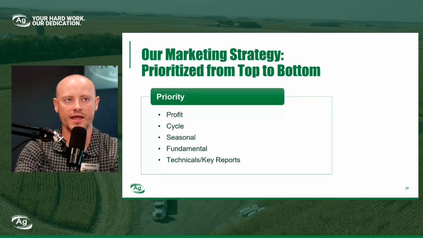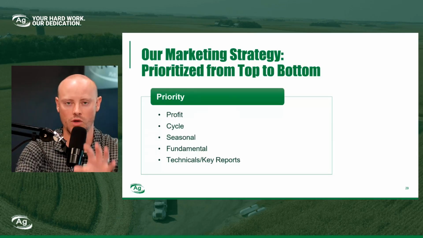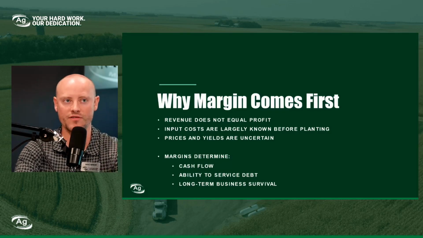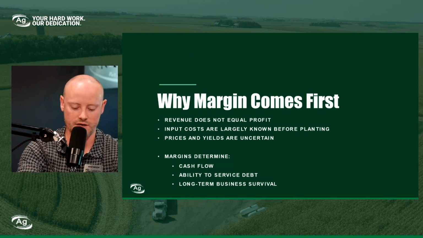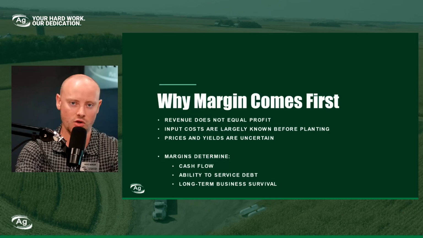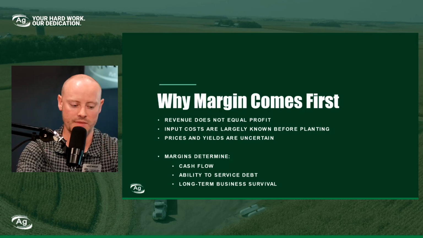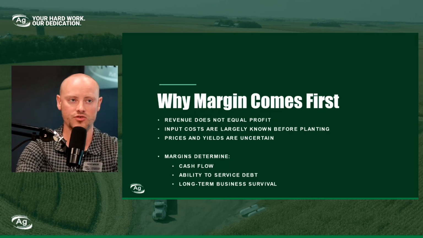When I look at our priority list, I wanted to dive in a little bit deeper. So let's start with the profit side. Why does margin come first? Well, revenue doesn't necessarily equal profit. Just because I planted corn and corn prices rallied, that doesn't mean that I get to take advantage of that full rally or yield potential, for example, because I may have higher inputs or I may have a yield drag.